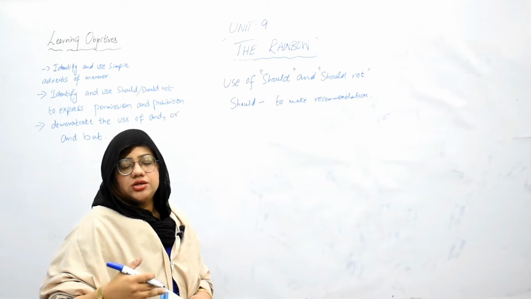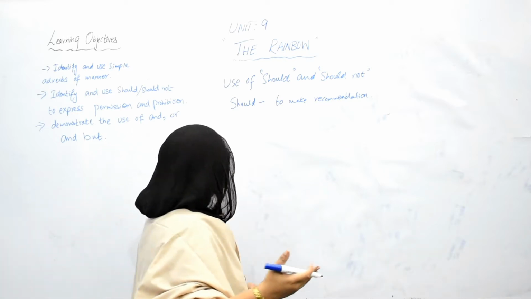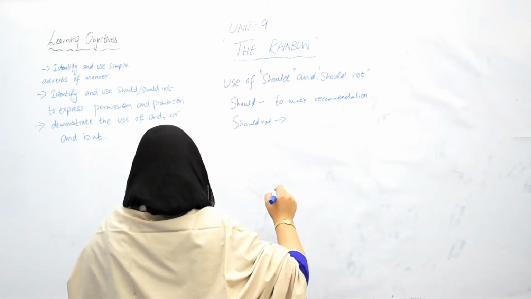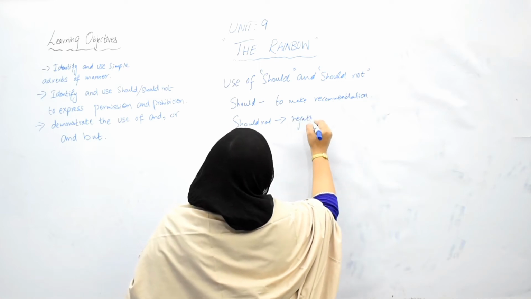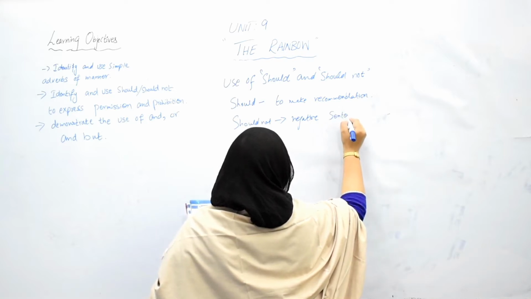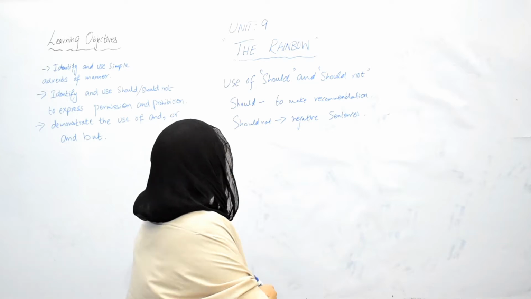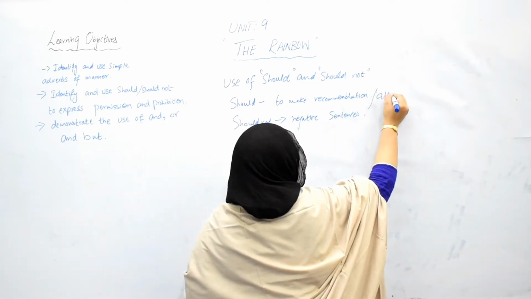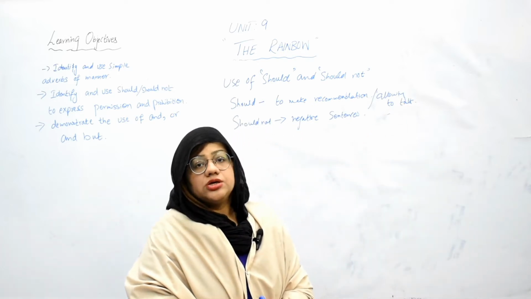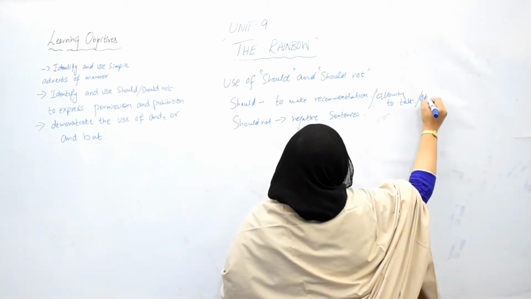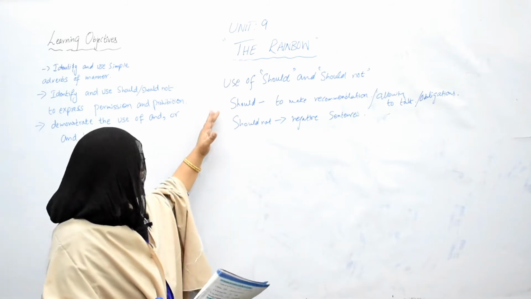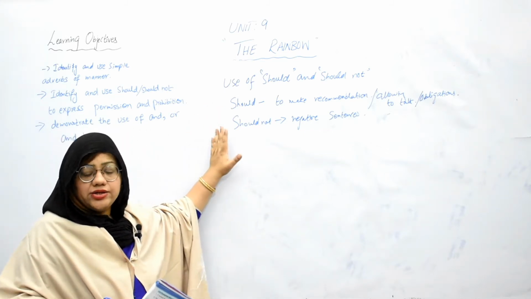Or you are allowing other persons, permitting them. And should not is used for negative sentences. Whenever you deny it, it means you are not allowing, or it means you are talking about obligations. So students, in these cases, we use should and should not.